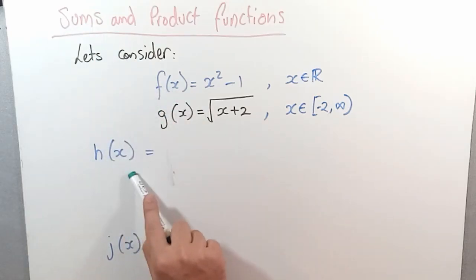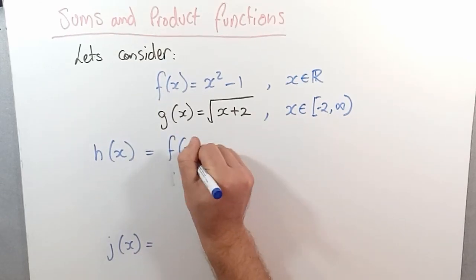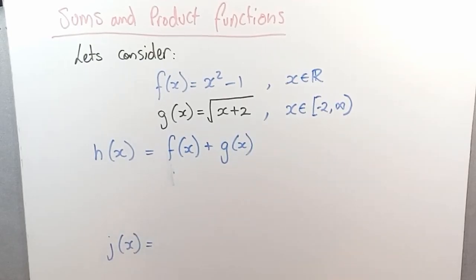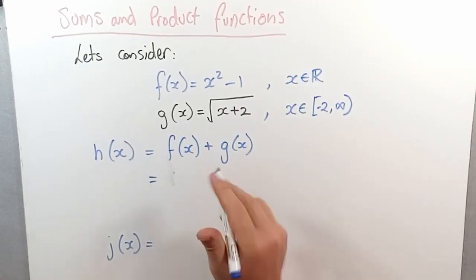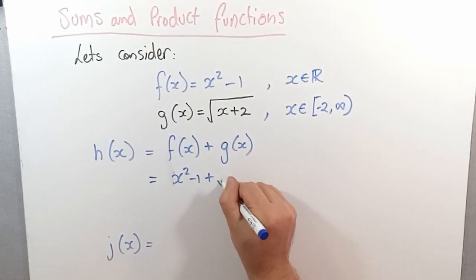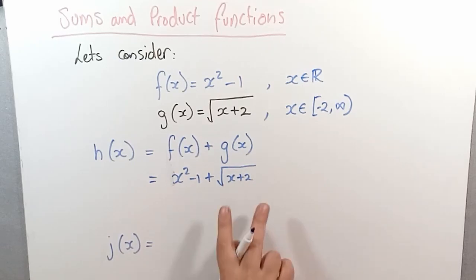Okay, so let's consider a sum function. So this h of x is going to be the sum of these two functions. So we'll write that down. So this is going to be f of x plus g of x. Okay, so what does that look like? That's f of x, x squared minus 1, plus the square root of x plus 2. So g of x plus f of x.